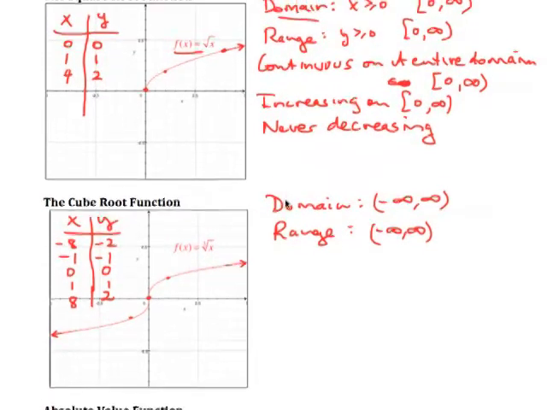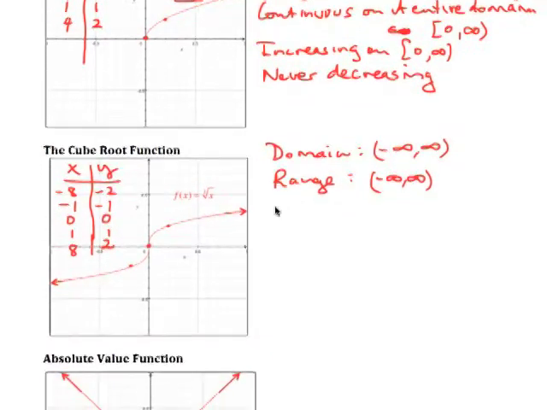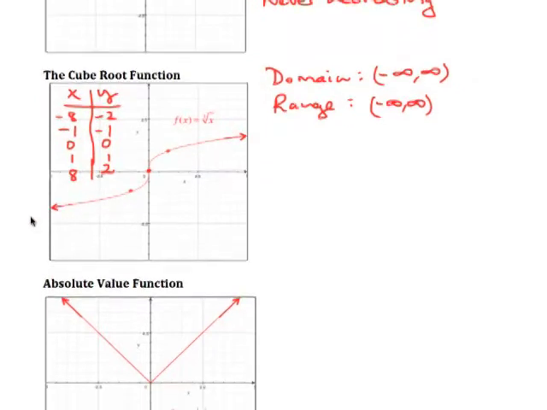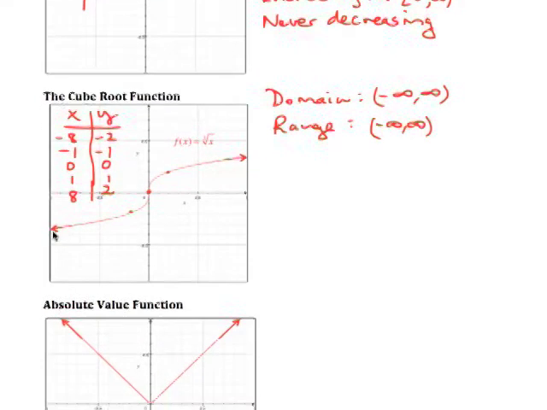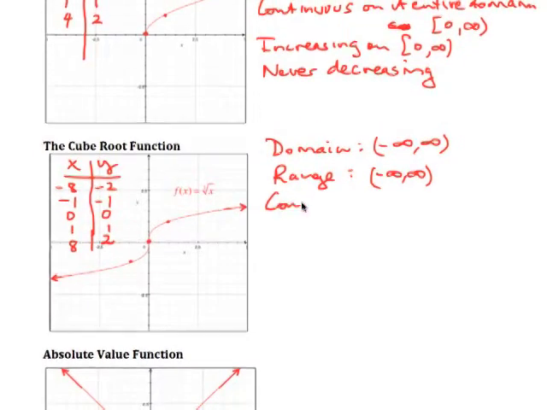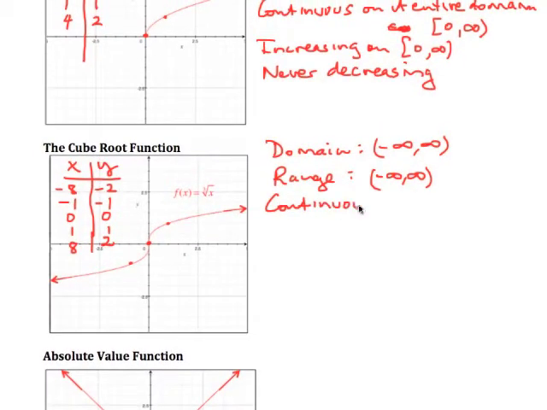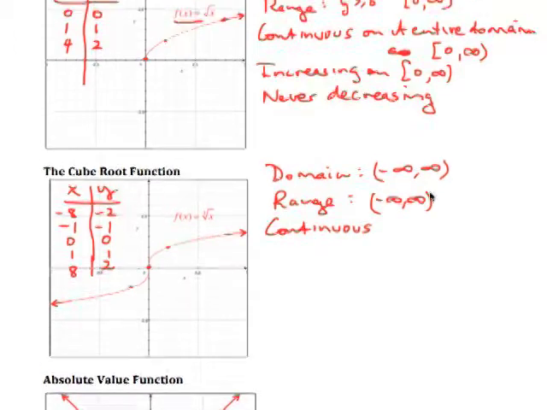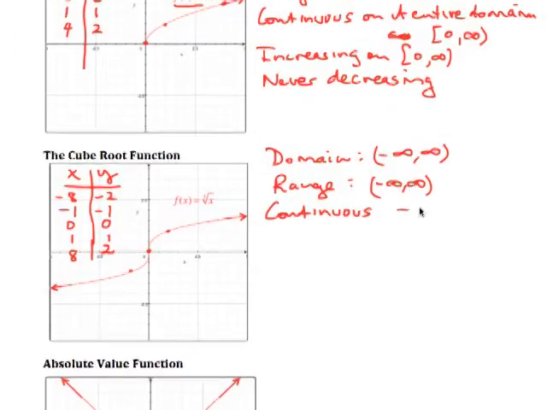All right, next, is it continuous? Well, of course, it's going this way forever and going this way forever, and we can trace over this without taking our pen off, so it's continuous on its whole domain.